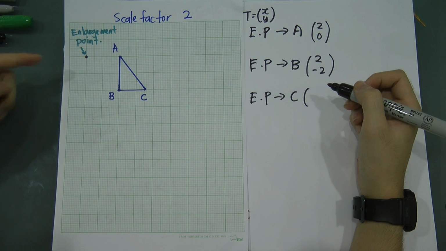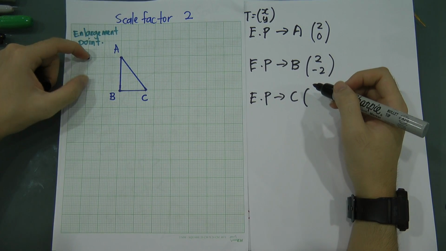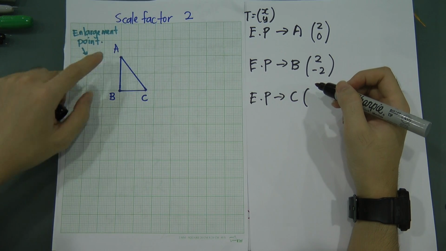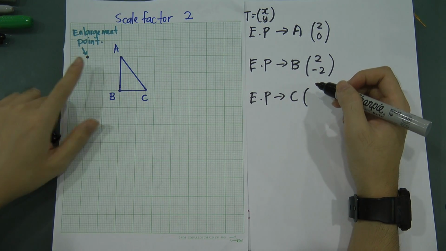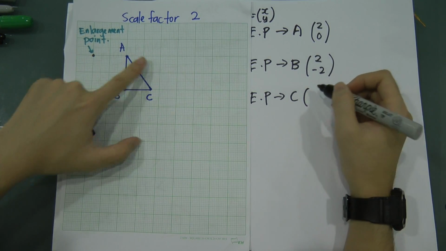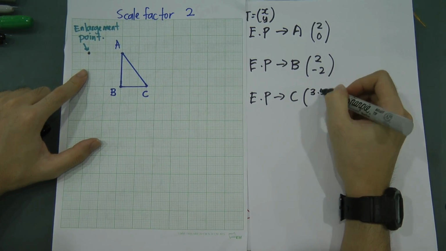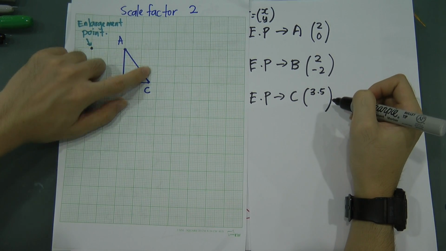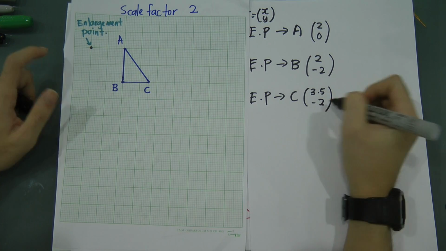Okay, what is my enlargement point to C? It will be 1, 2, 3.5. So this one is 3.5. You calculate 1, 2, 3.5. So I call it 3.5, or you can write 7/2. And then we're going down 1, 2, -2.